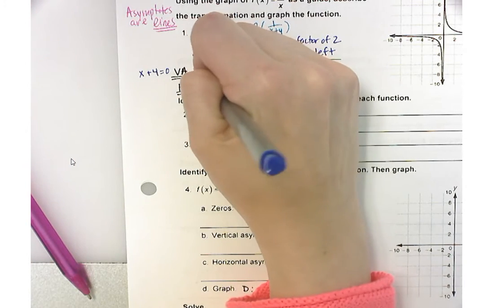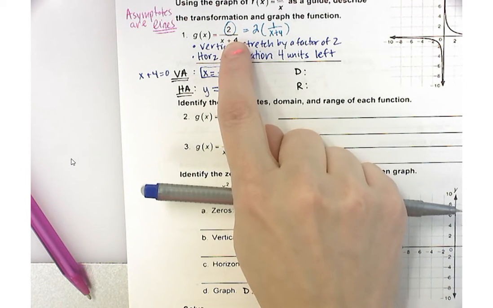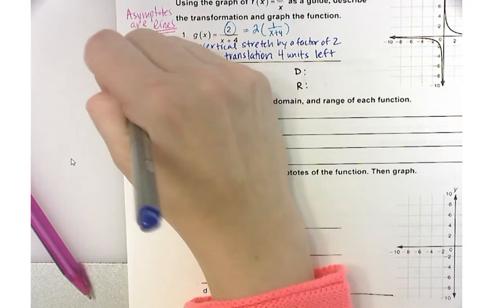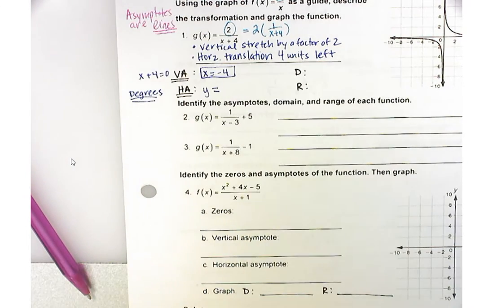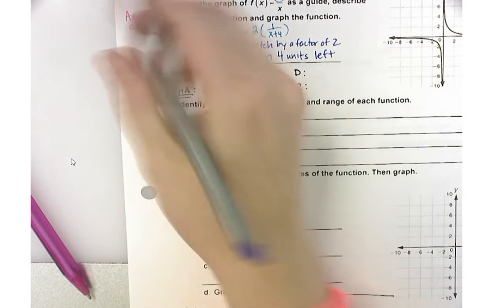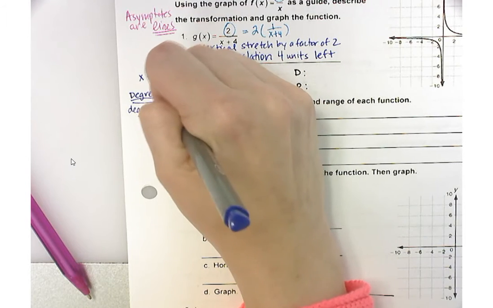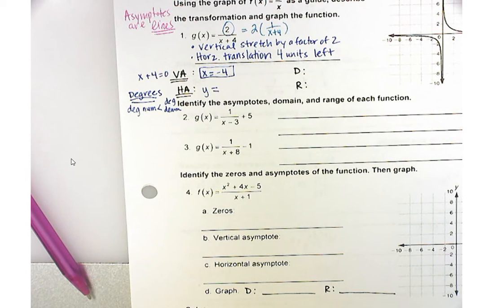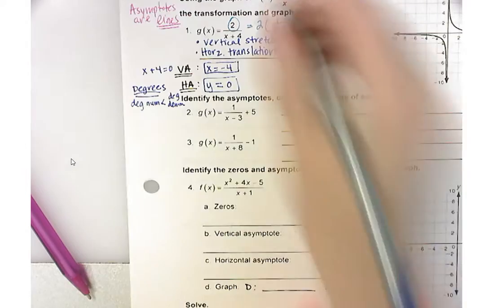Now, to find the horizontal asymptotes, you compare the degrees. If the top is just a constant, what's the degree of the top? 0. So compare the degrees. If this is 0 and this is 1, the degree of the numerator is less than the degree of the denominator, which means your horizontal asymptote, GG, what's that going to be? What was your horizontal asymptote for this? Y equals 0. Good.